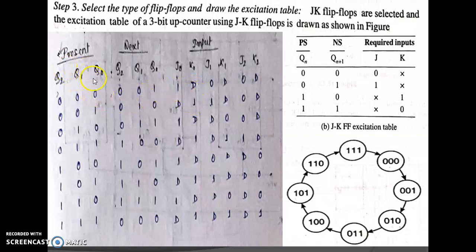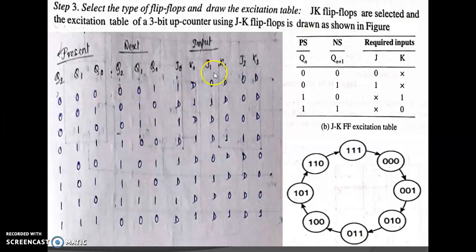Next, present state Q0 value 1, next state Q0 value 0. Go to the truth table, present state Q0 value 1, next state value 0, this time J cross, K 1. This time J don't care or cross and K 1. Okay, so we will extract the remaining value of the J0 K0 flip-flop in the same process.